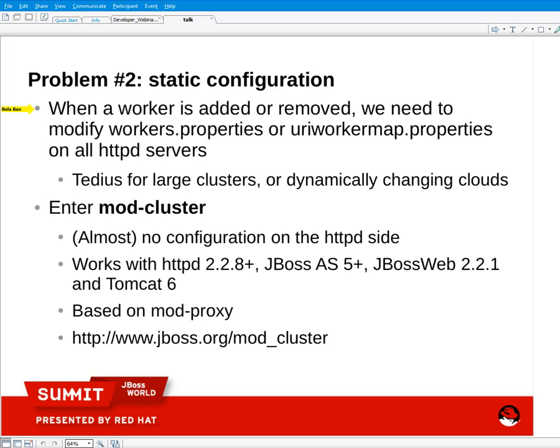So the problem is basically when a worker is added or removed, so you want to add 20 new JBoss instances, we basically need to modify worker stop properties. When we add or remove web applications, then we need to modify URI worker method properties on all the HTTP servers. So in the example above, in the previous slide, we have 3 HTTP servers, so we would have to go to all 3 HTTP servers, SSH into them, or use cluster SSH or whatever, modify worker properties and URI worker method properties.